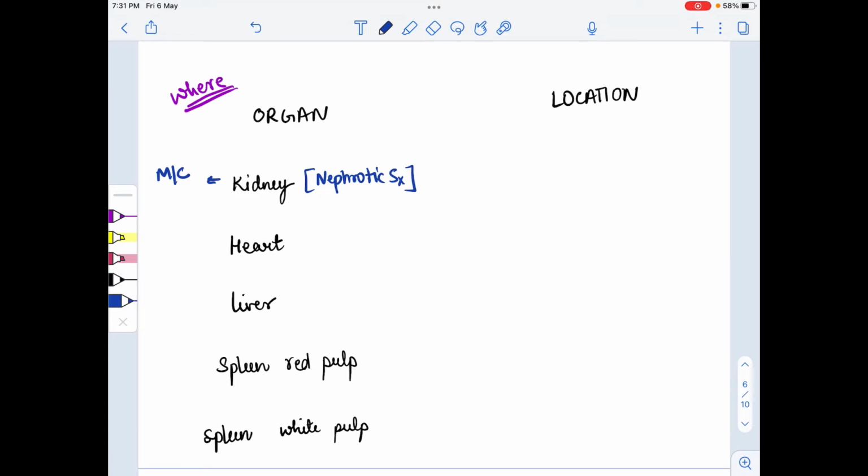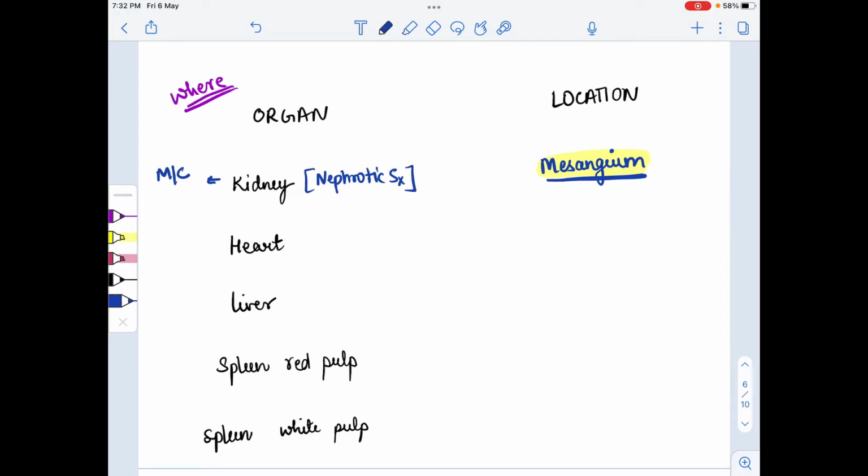and the location in the kidney where it is going to deposit is the mesangium. Please remember, it is the mesangium. Please remember this, and it is deposited in the kidney. In the kidney, the location is the mesangium.